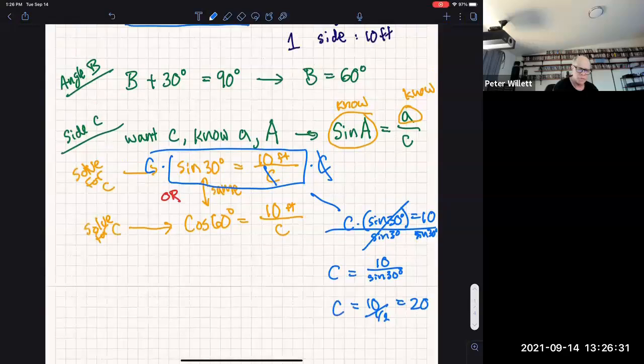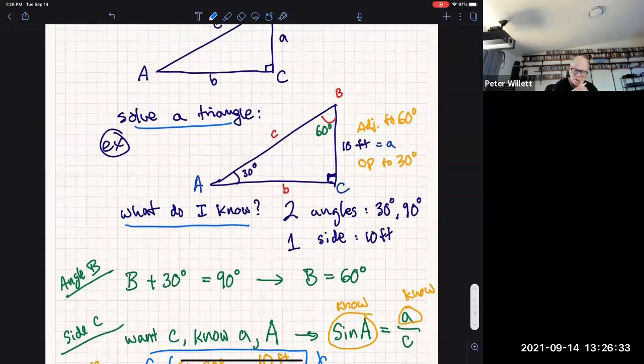So I was able to solve for C in this triangle, and I go back up here, and now I know that C is equal to 20. And this would be feet because it's the measure of the side length. Now that also might make sense because in a 30, 60, 90 degree triangle, we may remember that the shortest side is half the hypotenuse. And in our case, the shortest side was 10, and so therefore the hypotenuse would have to be 20.